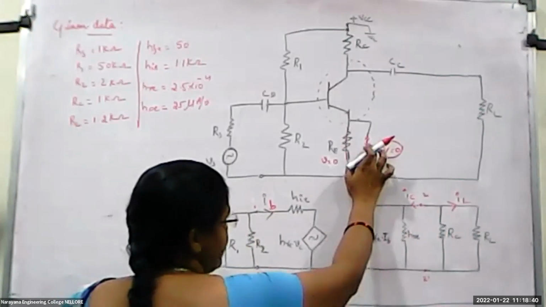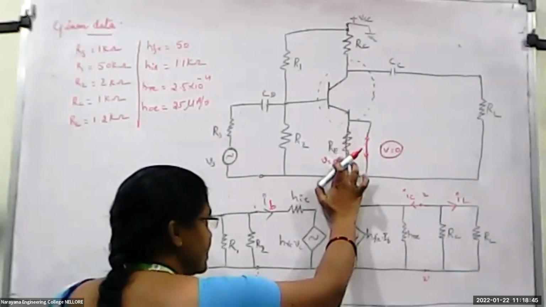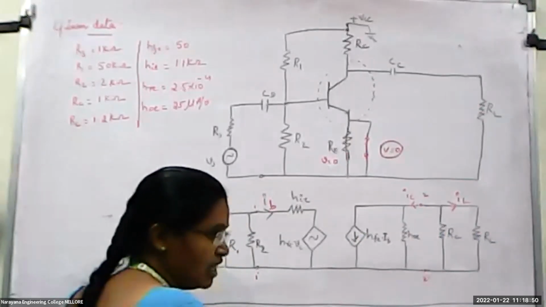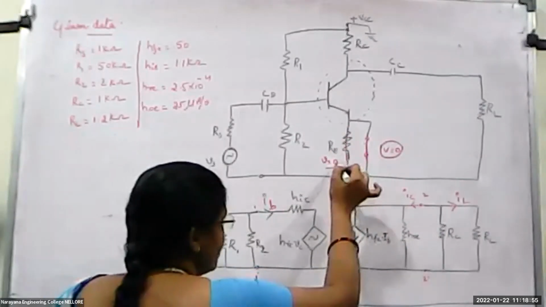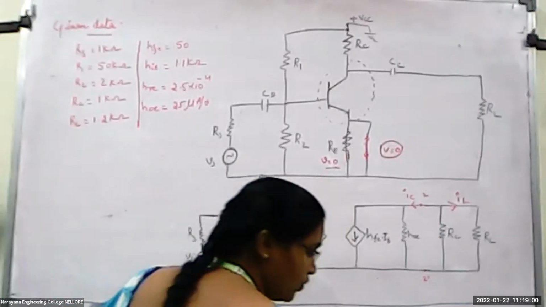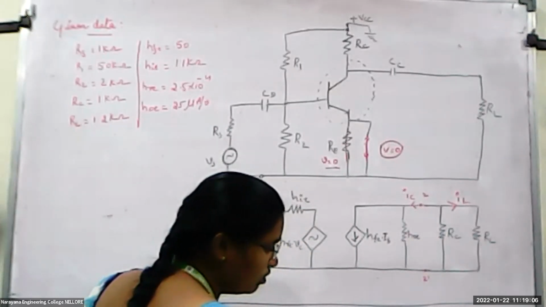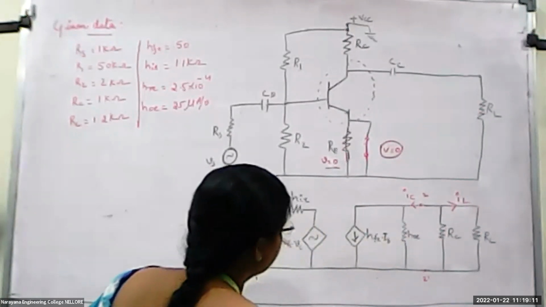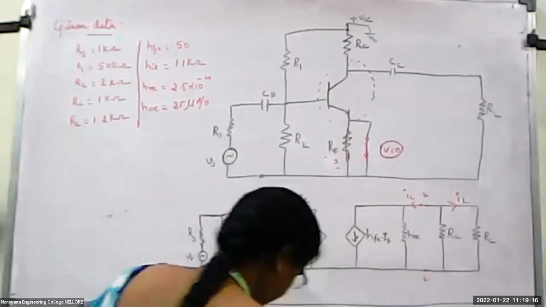Understood? So capacitance is short circuited. This capacitance is parallel to RE. That indicates that voltage across RE is also 0. When voltage is 0, we can specify that it is a short circuit. So this is also short circuited. So we cannot specify RE in the hybrid model. Understood everyone this point? Say yes or no. Are you understanding? Yes, ma'am. So that's why RE is not replaced.